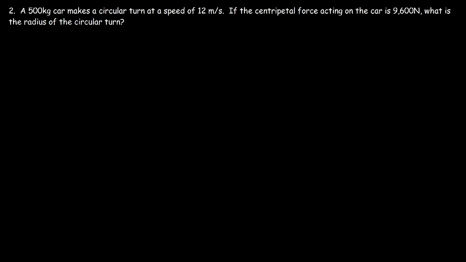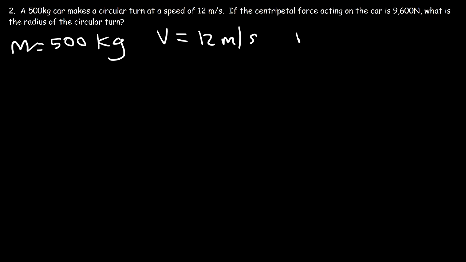Now let's move on to this example. A 500 kilogram car makes a circular turn at a speed of 12 meters per second. If the centripetal force acting on the car is 9,600 newtons, what is the radius of the circular turn? So we have the mass, which is 500 kilograms. We have the speed, which is 12 meters per second. And we have the centripetal force, which is 9,600 newtons. All we need to find is r, the radius.